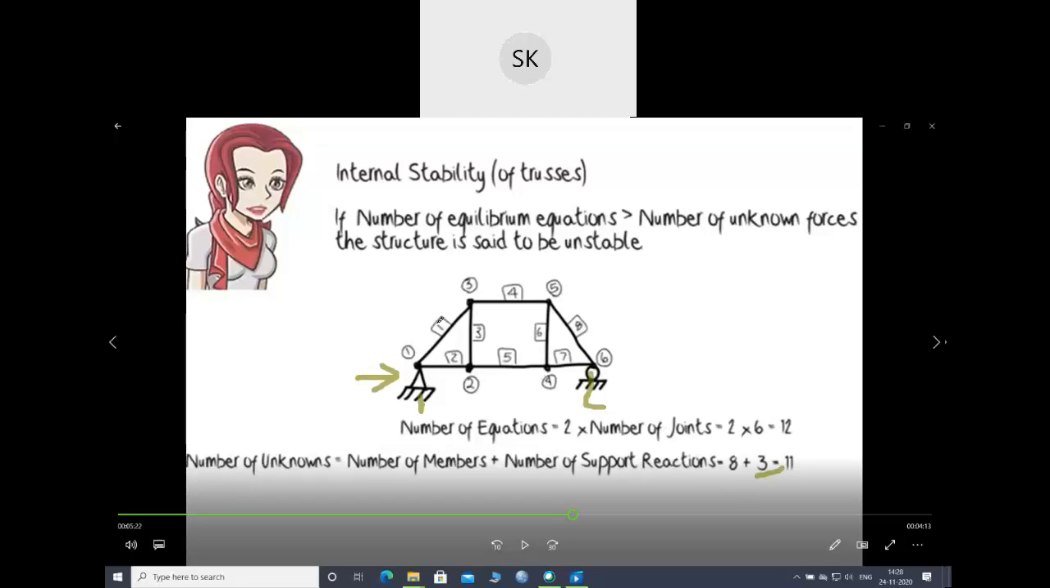Number of members: let's name these members 1, 2, 3, 4, 5, 6, 7, 8. So we have 8 members, so unknowns are 8 plus support reactions. That is why you should know the support reactions given by these kinds of supports. The number of support reactions is 3, so the total is 11. The number of equations is 12, which is more than the number of unknown forces, so this truss will be unstable.